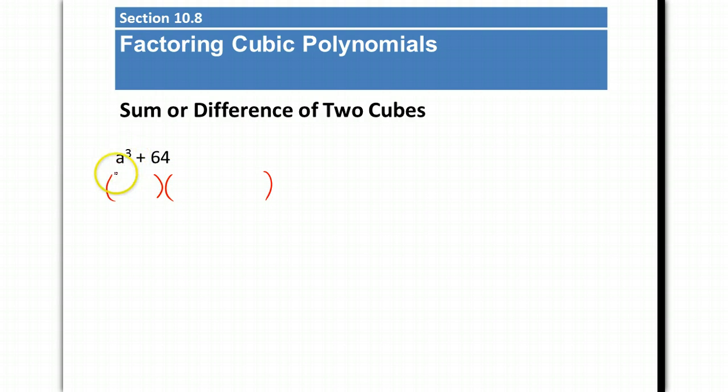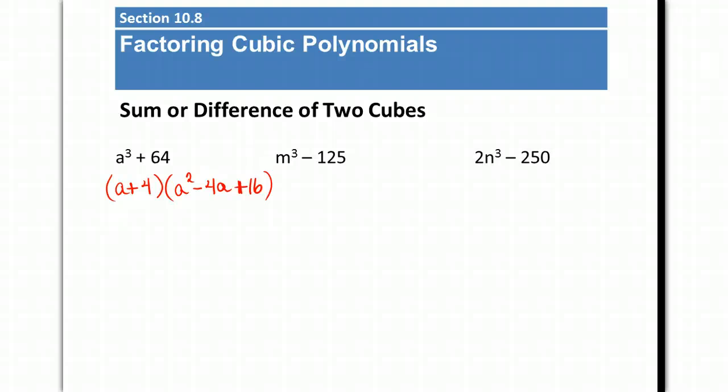What's the cube root of a cubed? The cube root of 64? What sign goes in the middle? Plus. Now to fill out the trinomial, what's a squared? It's a squared. What's 4 squared? 16. It has to be plus because any number squared is going to be positive. And then our middle term, you multiply those two together. So that would be 4a, and what sign goes in front? Minus. It has to be opposite of the sign of the binomial.